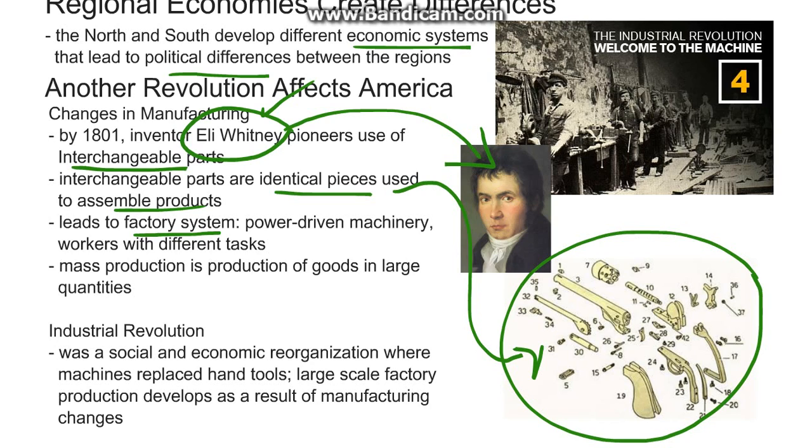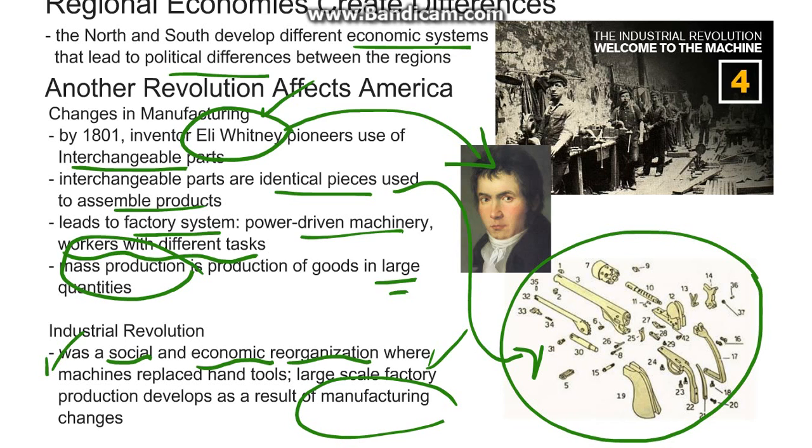This leads to the factory system, to power-driven machinery, and workers who have different tasks. Mass production begins as well, which is production of goods in very, very large quantities. The Industrial Revolution is a social and economic reorganization where machines replace hand tools, and large-scale factory production develops as a result of all of the changes in manufacturing.